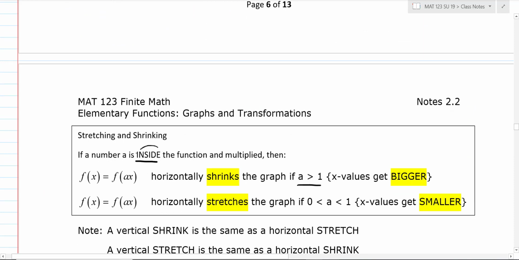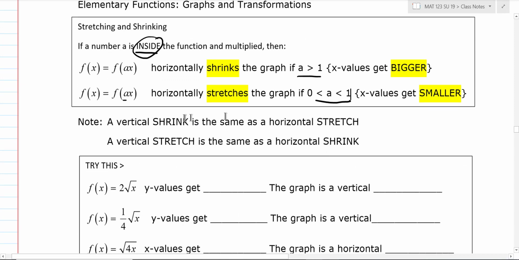Again, you're inside the function. If that value of a is a fraction, then you end up having a horizontal stretch. Okay, all right, I think of this as x values get smaller. I think of this as x values get bigger. That's how I remember that. Try to think about that a little bit.